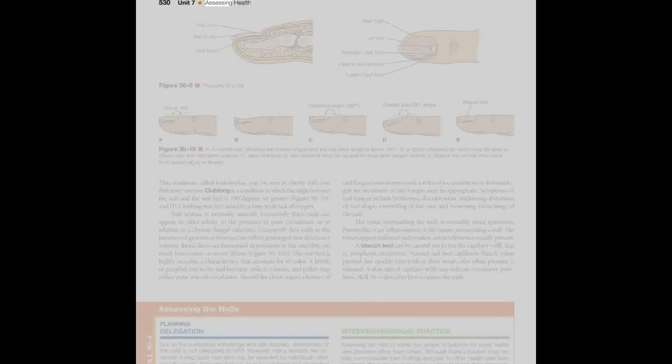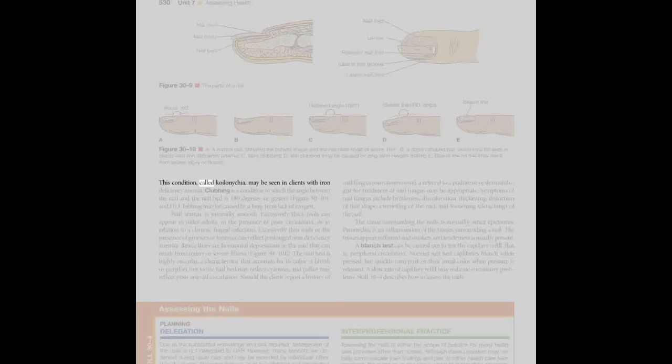Unit 7 Assessing Health. Figure 30-9: the parts of a nail. Nail body. Nail root. Nail bed. Nail bed. Lunula. Posterior nail fold. Lateral nail groove. Lateral nail fold.